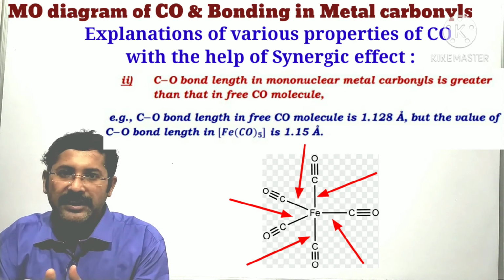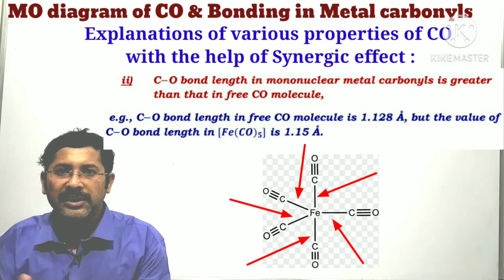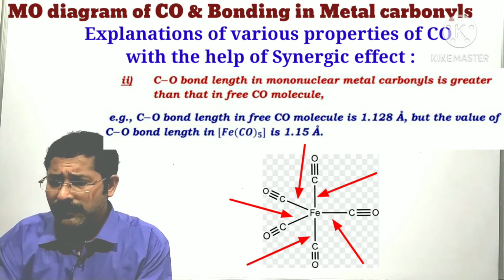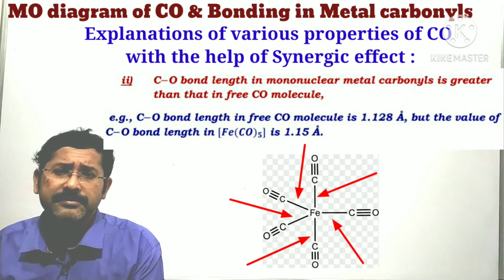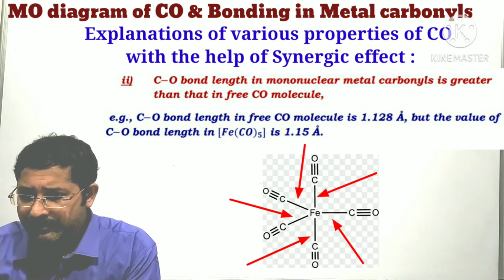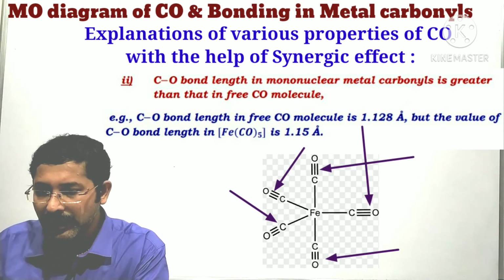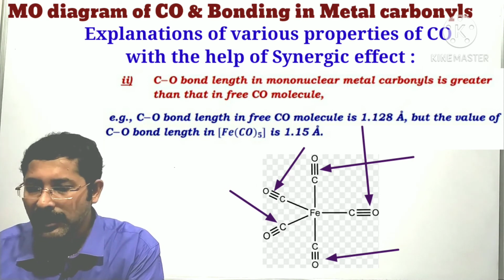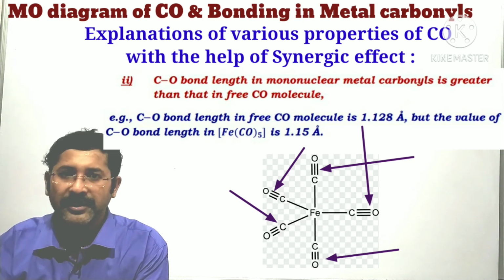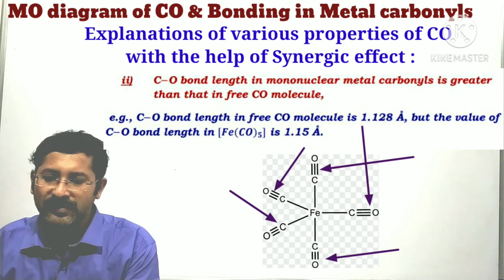And when the electron comes in the antibonding orbital, the bond order decreases, and as the bond order decreases, the bond length becomes greater. As a result of that, the carbon oxygen bond length in iron pentacarbonyl is greater than that of free carbon monoxide molecule. And not just iron pentacarbonyl, in all the mononuclear metal carbonyls, this occurs.